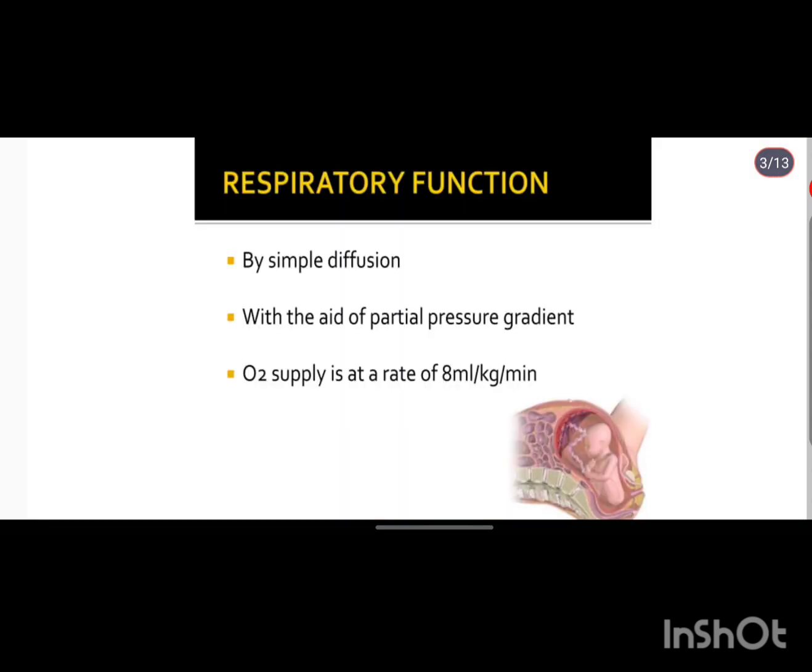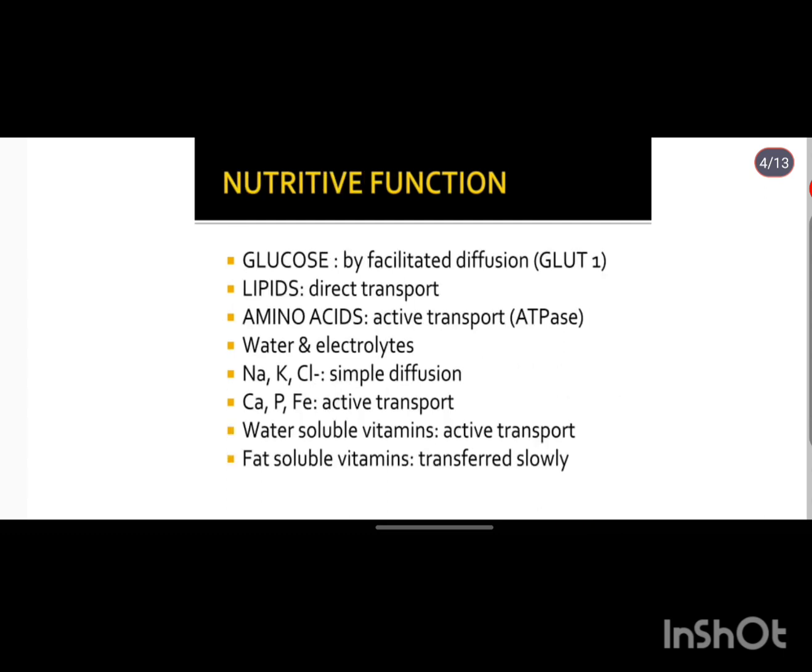Now we'll see the functions of the placenta. The first one is the respiratory function. Usually the respiration in the placenta takes place in the form of simple diffusion and also with the help of partial pressure gradient. And usually the oxygen supply is at the rate of 8 ml per kg per minute. The next one is the nutritive function, and the placenta helps in the diffusion of glucose and also helps in the direct transport of lipids, and amino acids also get transported by active transport.